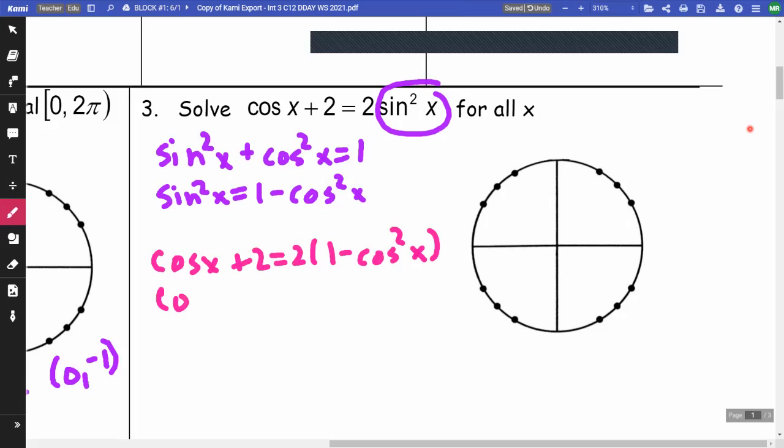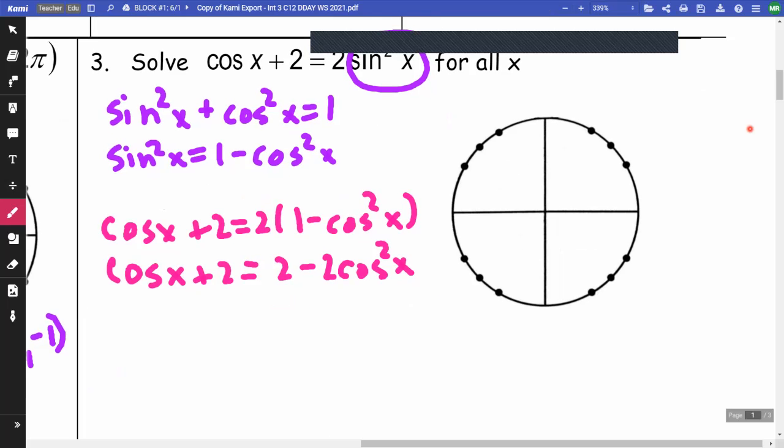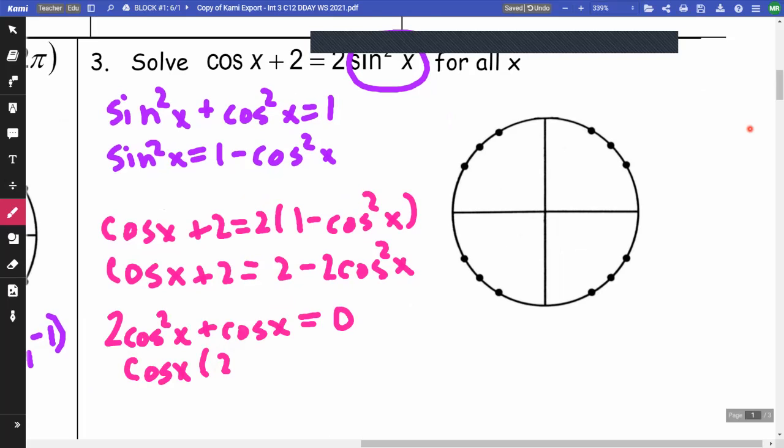So I get cosine x plus 2 is equal to 2 minus 2 cosine squared x. I'm going to get everything on one side, 0 on the other. I don't like my cosine squared to be negative, so I'm going to bring it over to the left-hand side. So I'm going to have 2 cosine squared x plus a cosine x. I'm going to minus 2 from both sides, which means those 2's are going to cancel out, and I get this. Now I'm going to factor this. I'm going to factor out a cosine x, and I have 2 cosine x plus 1 equals 0.